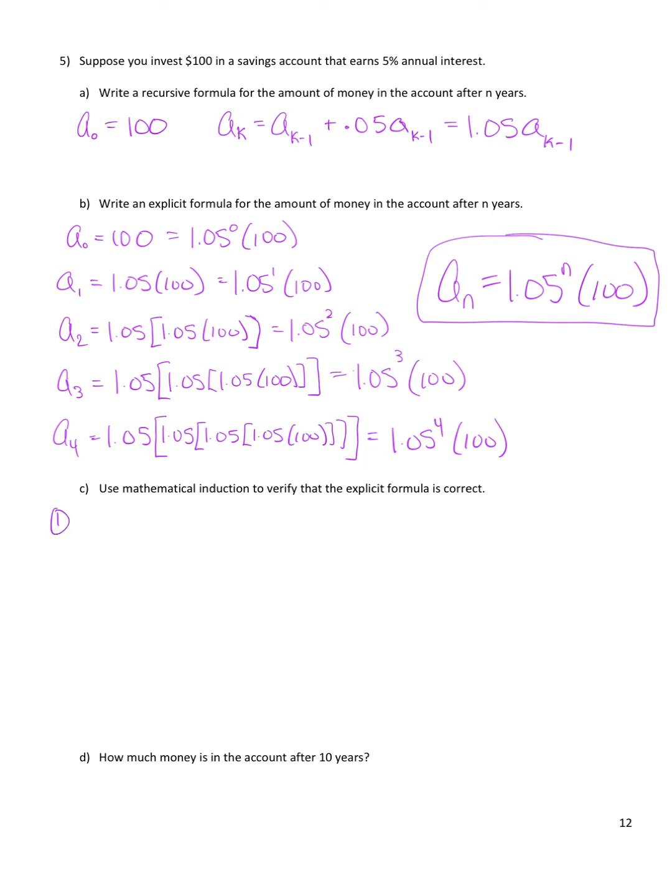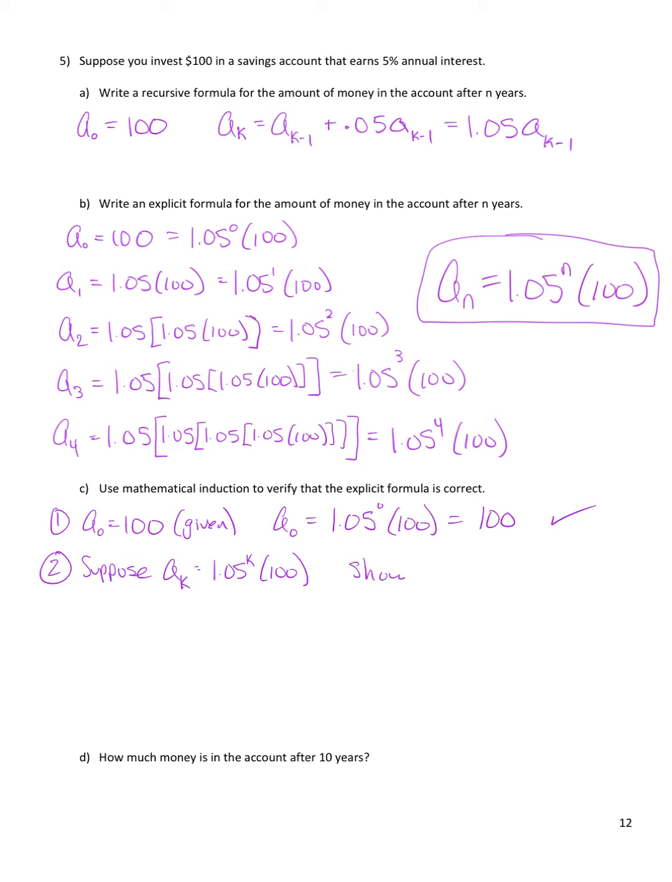So my base case, I need to show that it's true for A naught. Okay, so I know A naught is 100, right? That's my initial investment. It's given. And my formula says that A naught would be 1.05 to the 0 times 100, which is 100. So check. Step two is the induction step, and I want to suppose the formula is true for A sub K. I'm supposing this is true, and I need to show that A sub K plus 1 is 1.05 to the K plus 1 times 100.